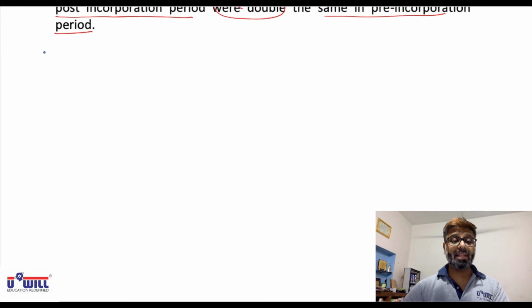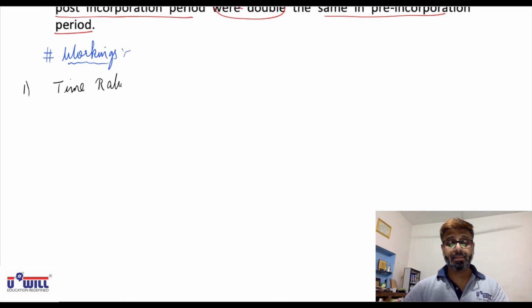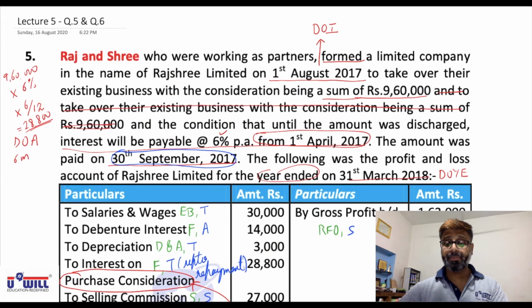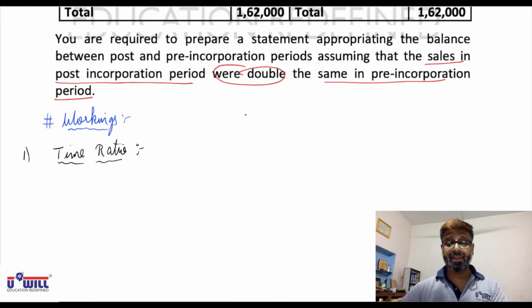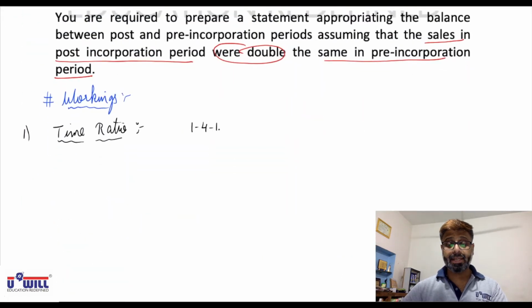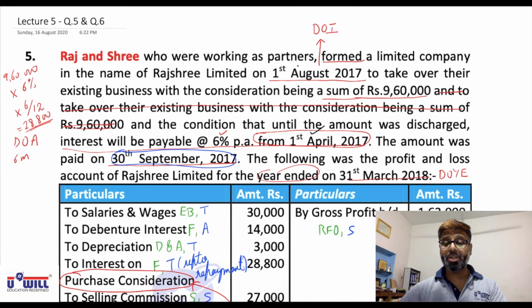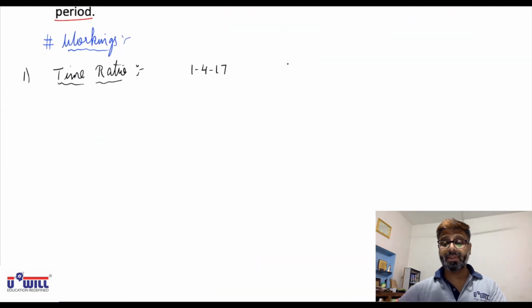Yes, all of you should have done the workings. All of you check your workings now whether you got it correct or not. So working note 1, time ratio. Now here we have to write the 3 dates in the chronological order. So in the beginning, 1st April 2017 will be the earliest date. Then the date of incorporation is 1st August 2017 and the date of year ending is 31st March 2018.